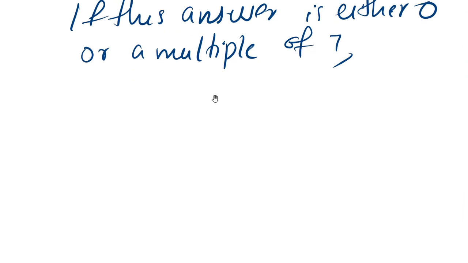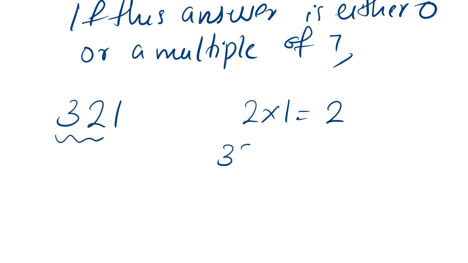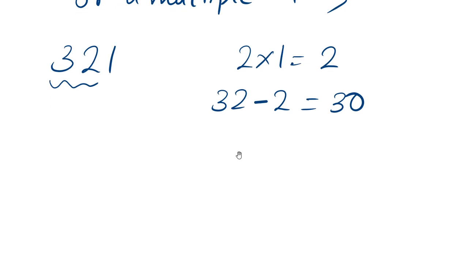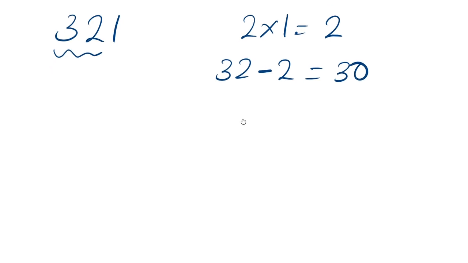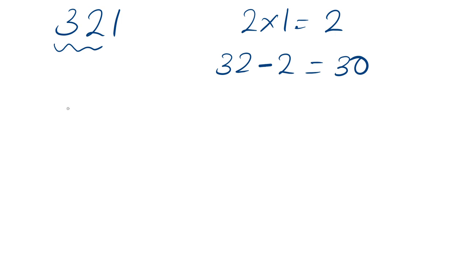We can check one more question from divisibility by 7. 321. So first step, double the ones place digit. So 2 times 1 is equal to 2. Subtract this from the rest of the number. The rest of the number is 32. 32 minus 2 is equal to 30. Is 30 divisible by 7? No. 7 times 4 is 28, 7 times 5 is 35. So 30 is not a multiple of 7. So this number is not divisible by 7.